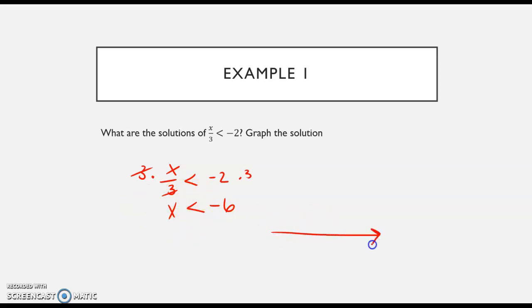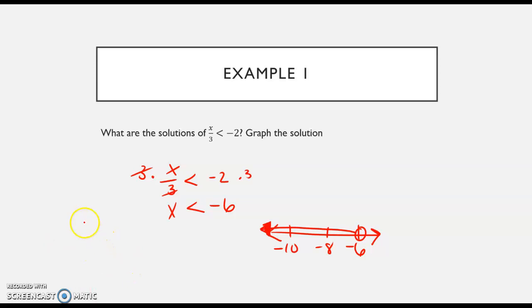So then if we graph, maybe we go negative 10, negative 8, negative 6. So less than means open circle, right? Because negative 6 is not an answer. And then we graph our numbers less than negative 6, which would go to negative 10 and negative 8. And that's our solution.